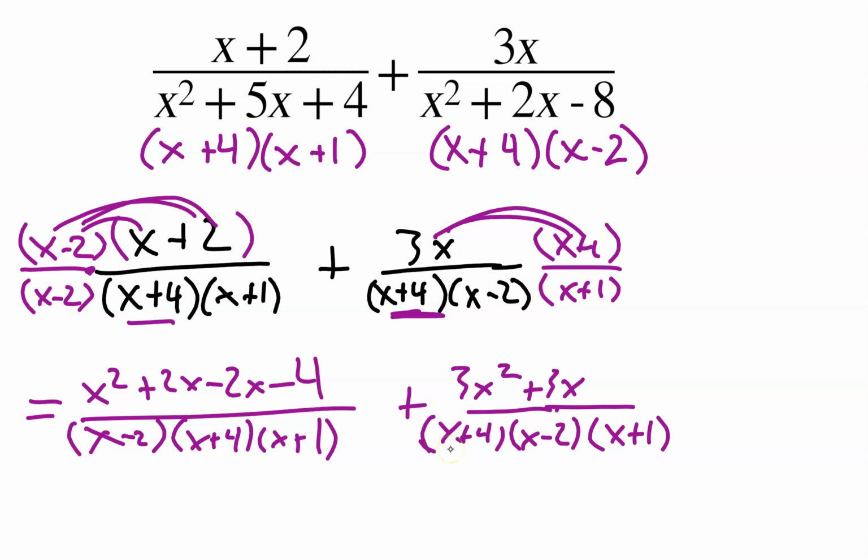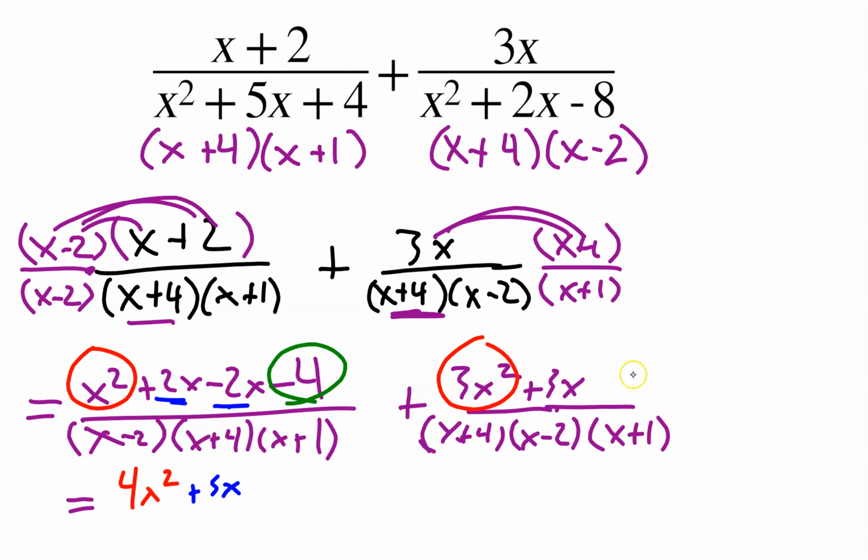Okay, so last step, all I have to do again is combine like terms. So I have x squared and 3x squared being added together. So that gives me 4x squared. I have 2x minus 2x, that equals 0, plus 3 more x, so I have a plus 3x. And then last I have a minus 4. This one doesn't have a constant to combine with, so I get minus 4.